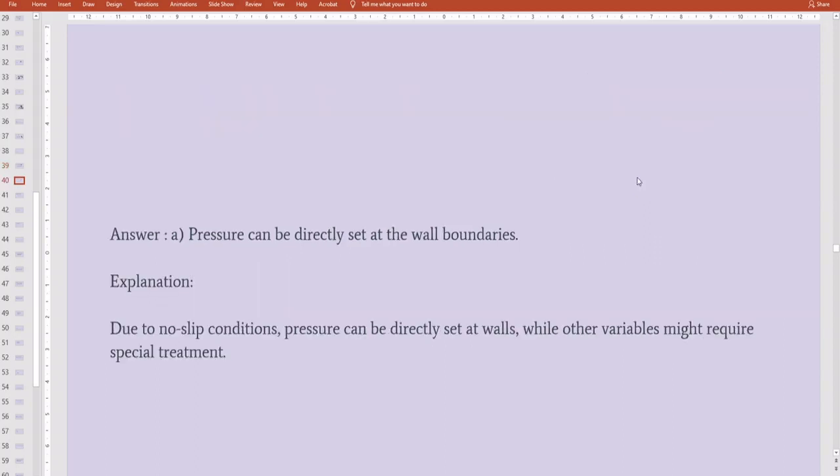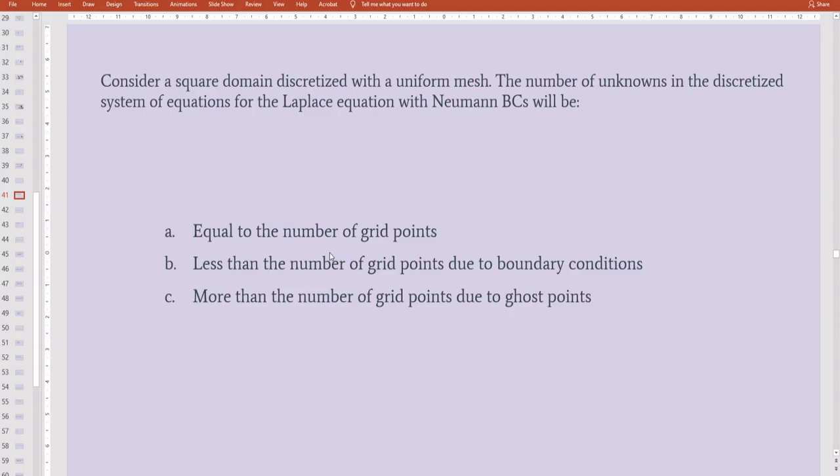The answer is here. Due to no slip conditions, pressure can be set directly at the wall boundaries, as a Dirichlet condition, we can give the pressure on the wall boundaries. From that, we can discretize it with other schemes, and U and P can be interconnected, I mean, correlated.